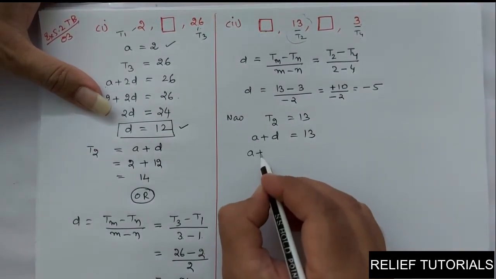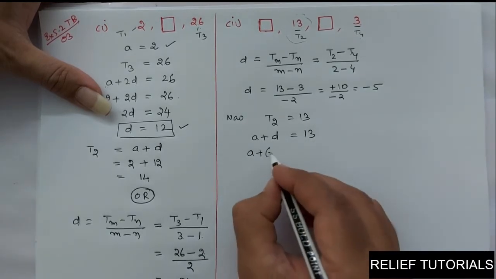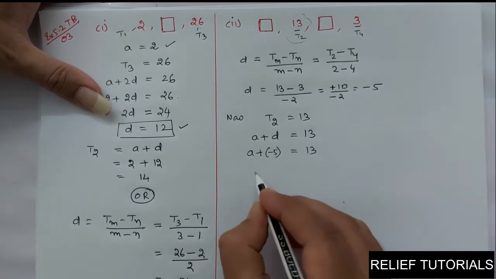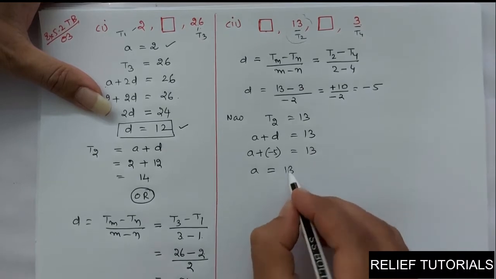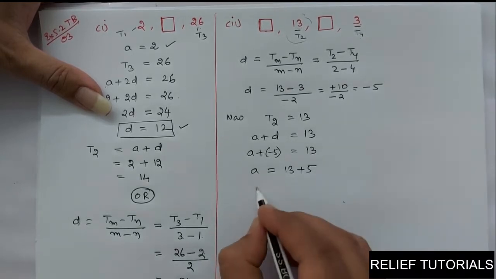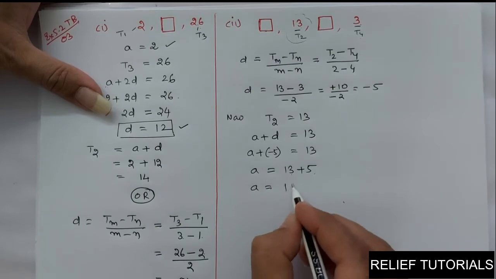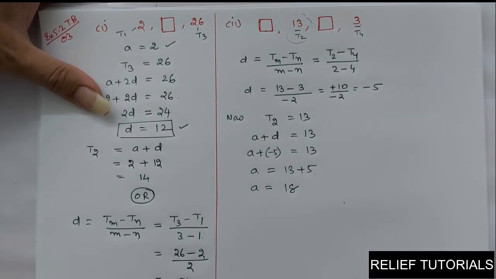We don't know A plus D. D is how much? Minus 5. So A minus 5 is equal to 13. So A is equal to 13, minus 5 goes here, plus 5. So A is equal to 13 plus 5, so that is equal to 18. So the first term A is equal to 18.